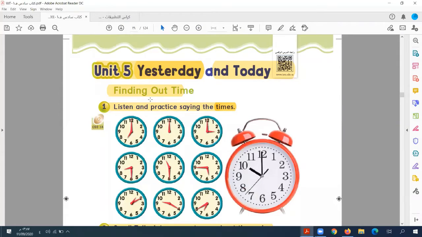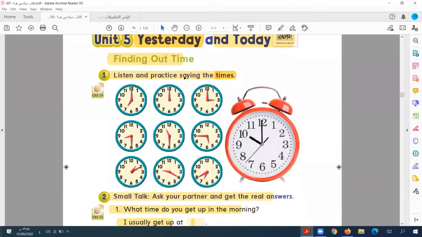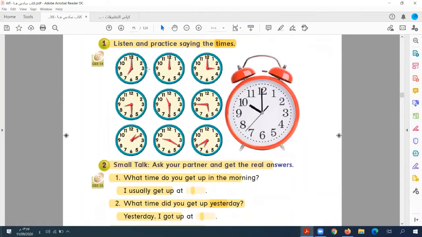As you see here, listen and practice saying the time. If I ask you for this number 1, what's the time? So when you want to talk about or ask about the time, the question is, what's the time? Or what time is it? So look at clock number 1.